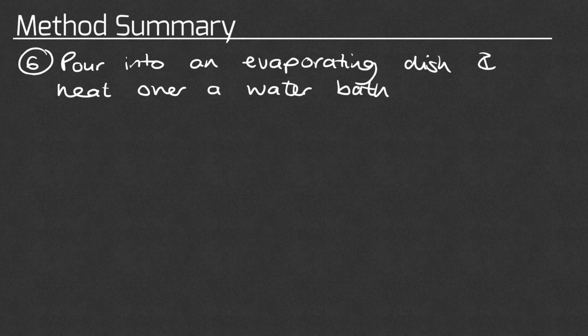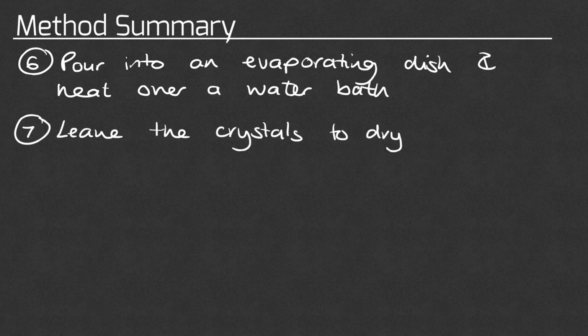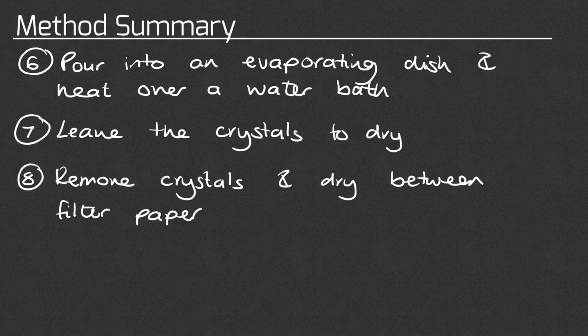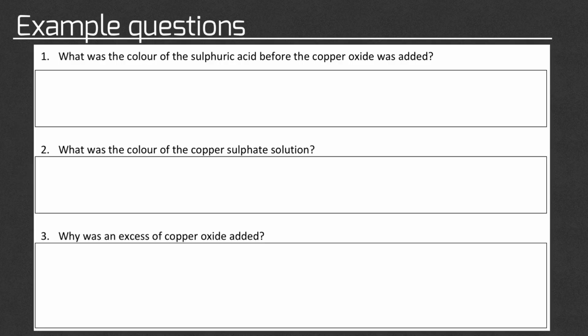Step 6 is to pour the solution into an evaporating dish and heat over a water bath. You would then leave the crystals to dry. And finally, remove the crystals and dry further between 2 pieces of filter paper. We'll now look at some additional questions you might be asked.